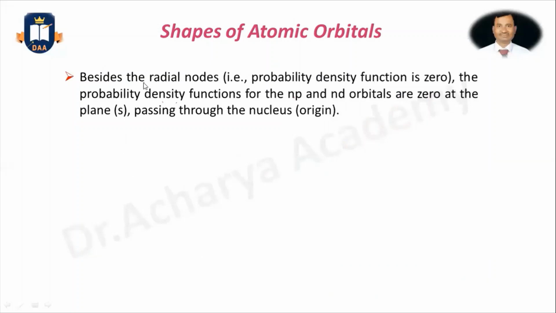And besides the radial nodes, regarding nodes, I already discussed in my previous class, because a node is where the probability density function is 0. I think in class number 35, I discussed it. And besides the radial nodes, the probability density functions for the np, that means p orbitals and d orbitals, are also 0 at the plane passing through the nucleus, which is the origin.